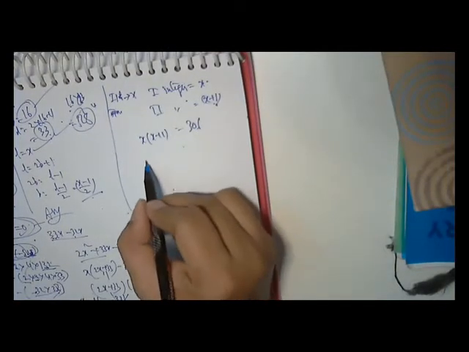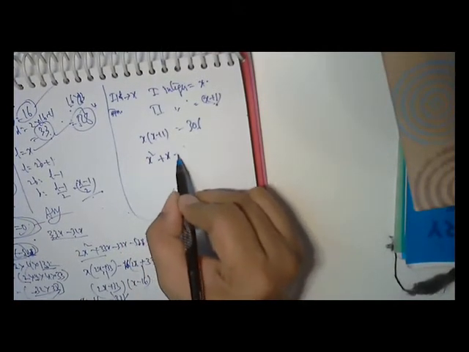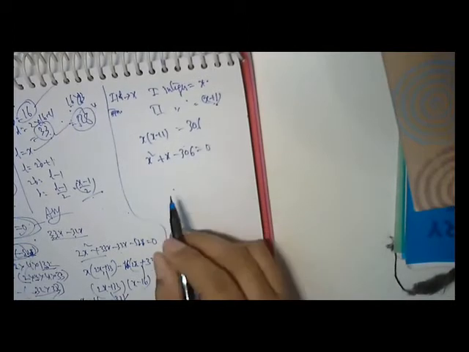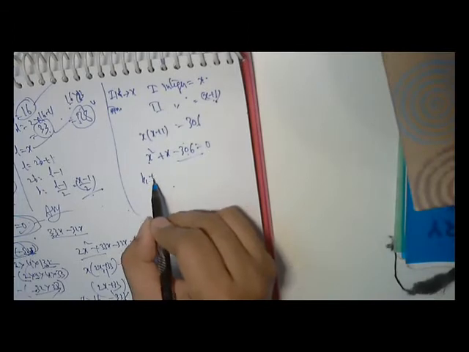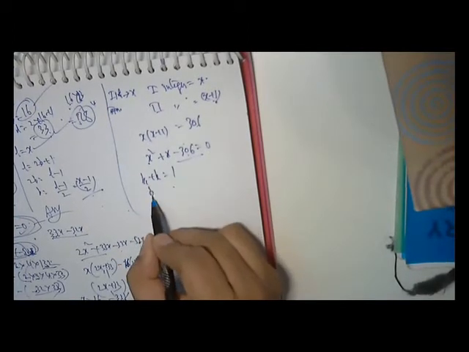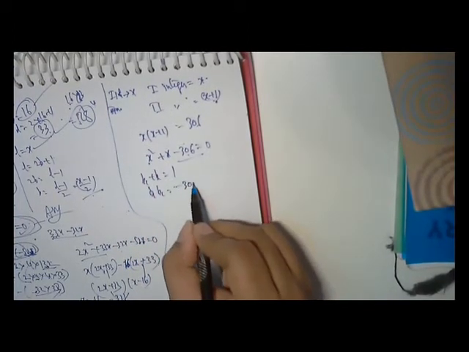Now I have to solve this. So x square plus x minus 306 is equal to 0. So A is 1, C is 0. So B1 plus B2 is equal to 1, and B1 times B2 is equal to minus 306.